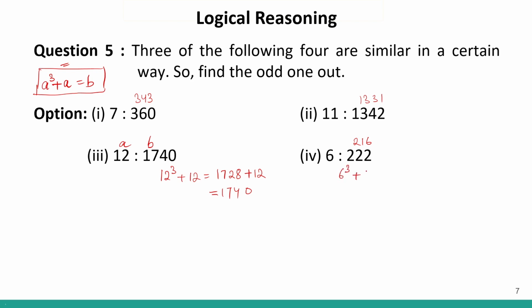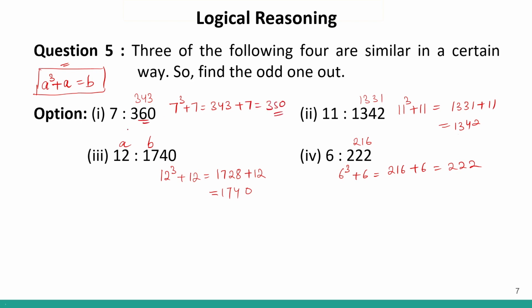So 6 cube plus 6. This will be 216 plus 6, which gives me 222. So this is correct for this also. Here also let me see. 11 cube plus 11. 1331 plus 11 will be 1342. So this is correct for option number 2 as well. Now let us look at option number 1. Option number 1 will be 7 cube plus 7. So 343 plus 7 will give me 350 and not 360. So this is different. Therefore, option number 1 will be the correct answer because it is odd one out. Clear?